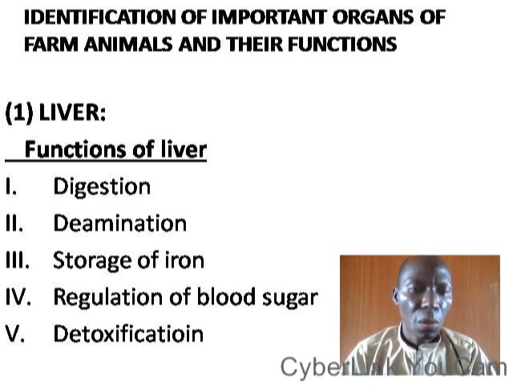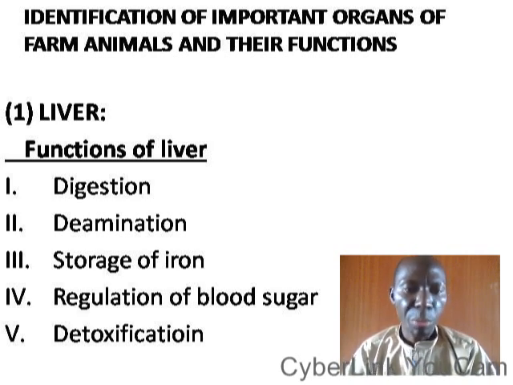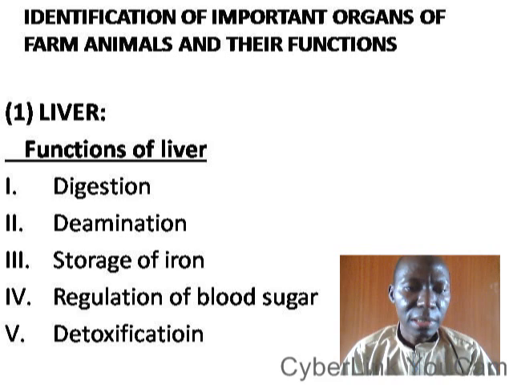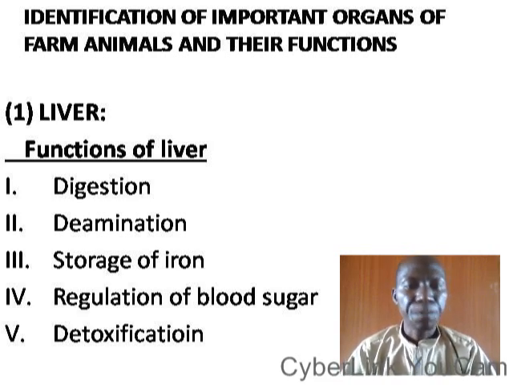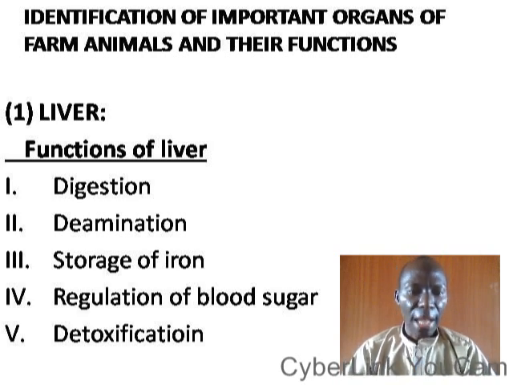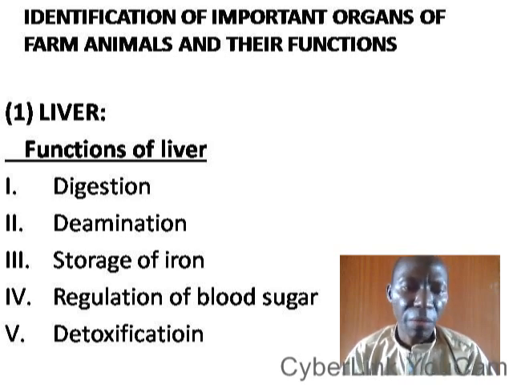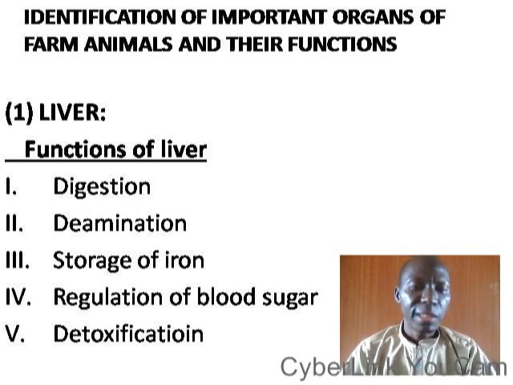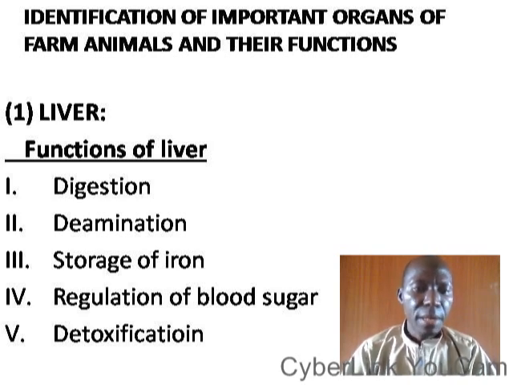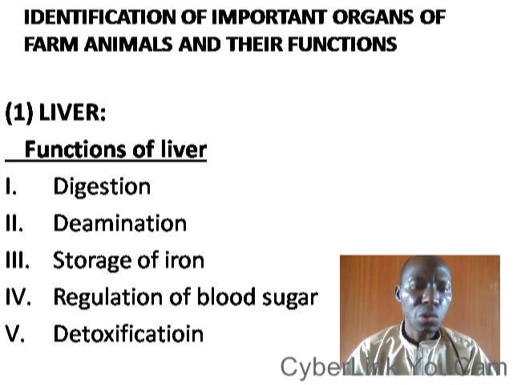Another function is regulation of blood sugar. How does it happen? In the animal body, when foods that are carbohydrates are consumed, they will be converted to glucose, and it is the glucose that will be readily available for absorption into the bloodstream of the animal. But once this glucose is too much, the liver will help the animal to convert the glucose into glycogen, and this glycogen will be stored in the muscles and cells of the animal, and when needed, it will be reconverted back to glucose.